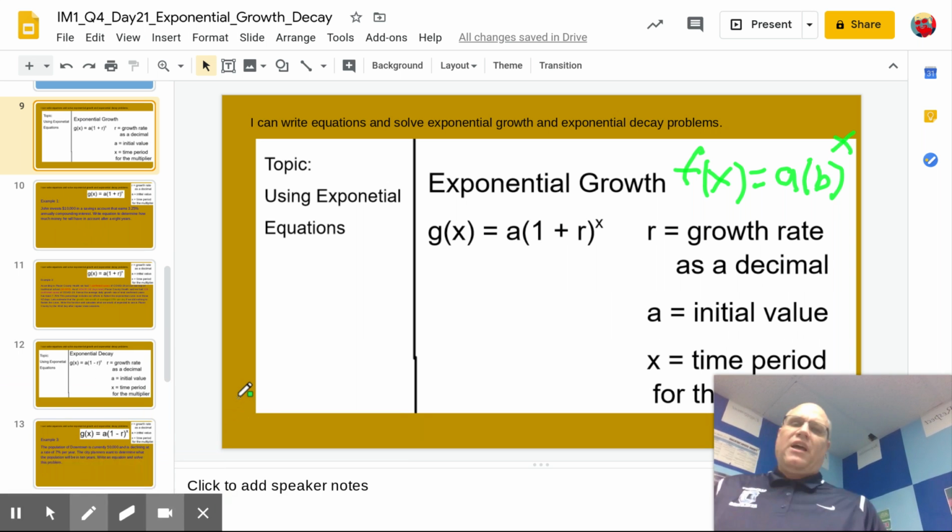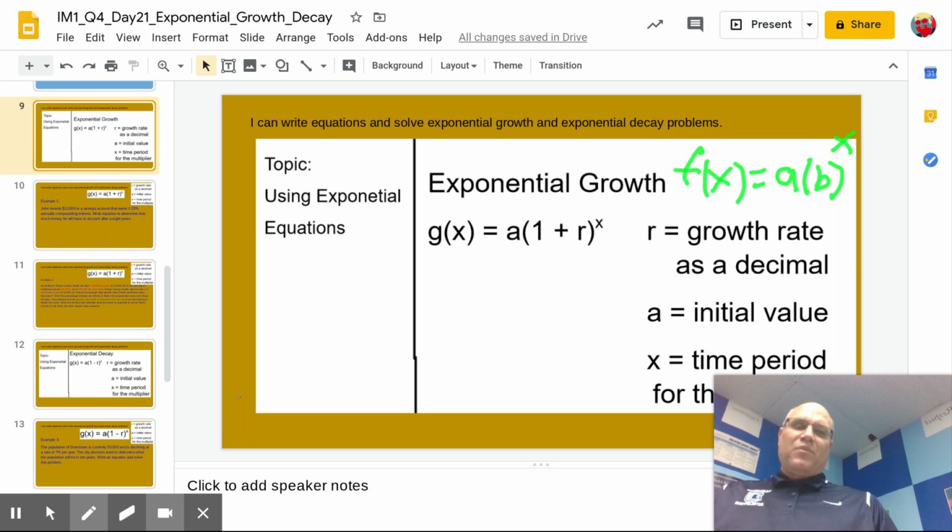Our topic is using exponential equations. We're looking at exponential growth here. So our model is going to be g of x equals a times 1 plus r to the x. So the r represents the growth rate as a decimal. That's why I just had you practice rewriting percentages as decimals, because the r is going to be that decimal that we were writing. So if I say it's 10% growth, it's going to be 0.1 or 0.10. If we say it's 25% growth, then r is going to be 0.25. So when I rewrite the percentage as a decimal, that's going to be our r.